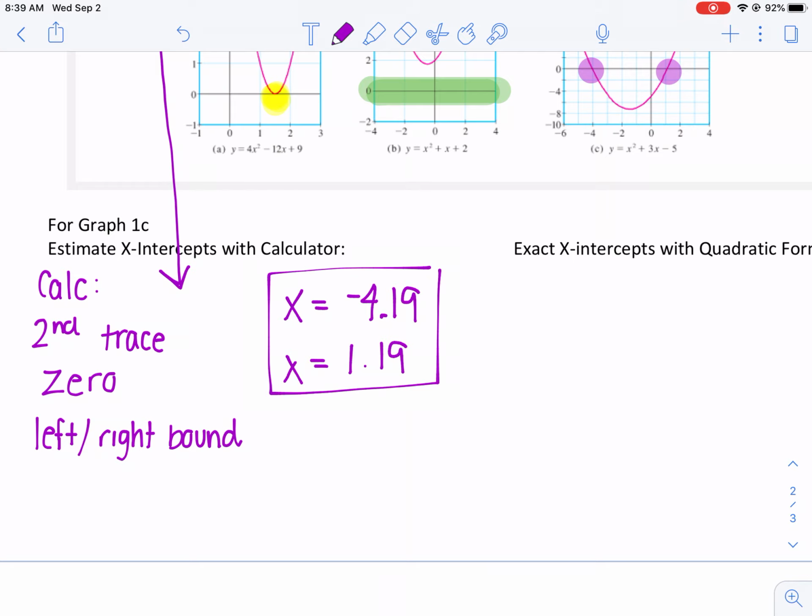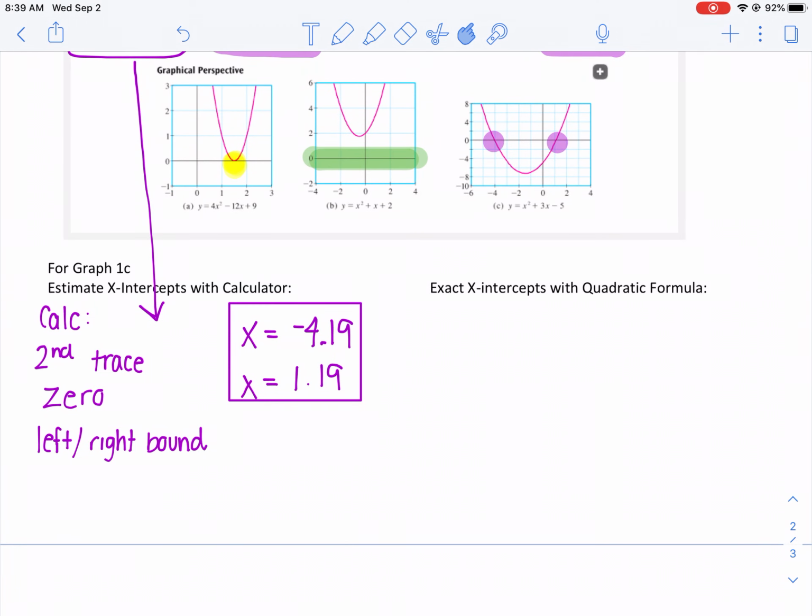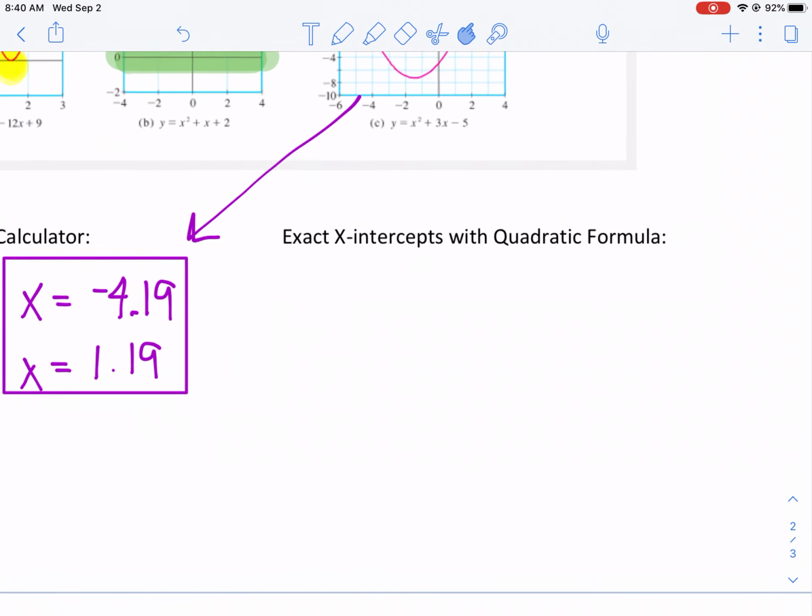Hopefully you took a moment, tried this out. These were the 2 values I got, which kind of look familiar. If I'm looking at this graph right here, again, we're just confirming, I could see it's a little past -4 and a little bit more than +1. I definitely could see that. Let's say your calculator was being crazy one day and you want to actually do it by hand and confirm. It's actually not that bad.